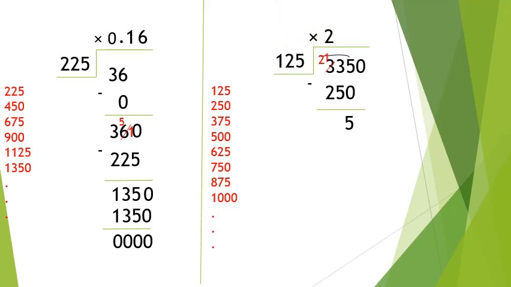From 3 becomes 2 and 3 becomes 13. Minus 5, 8, and 2 minus 2 equals 0. We put 0 next to 85. Also you can search in the multiples of 125. You can see that 750 is very near to 850. So we multiply by 6. Give us 750, then we subtract, the remainder is 100.